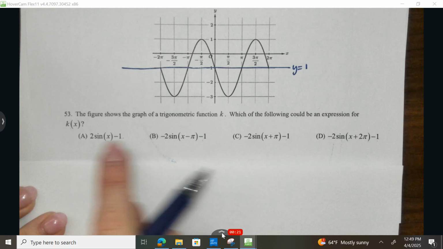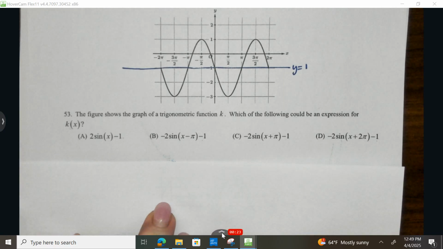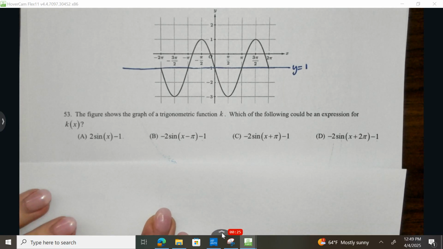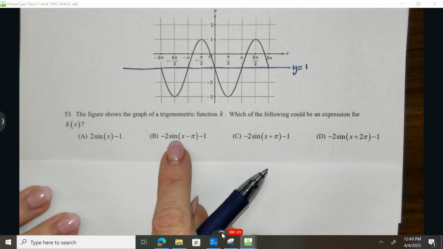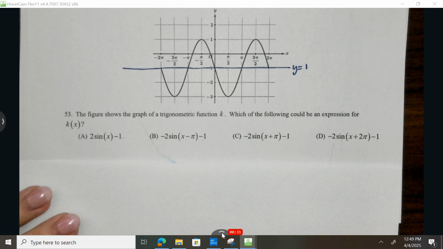Now I'm looking at these different options. One of them is 2, three of them are -2. The probability is that the answer will be found in B, C, or D. Okay, so let's get started here and see what it will look like.